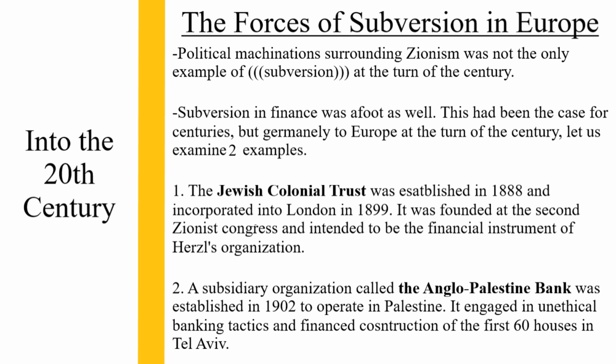And a subsidiary organization called the Anglo-Palestine Bank was established in 1902 to operate in Palestine. So the Jewish Colonial Trust was based in London. The Anglo-Palestine Bank was on the ground in Palestine. It engaged in unethical banking tactics and financed construction of the first 60 houses in Tel Aviv. At the time, the Levant is controlled by the Ottoman Empire. It's not controlled by the British yet, but that will change after World War I, and Zionism will go into overdrive because the Jews have a lot more influence and are able to lobby the British easier than they are the Ottomans. We go on to the next slide.